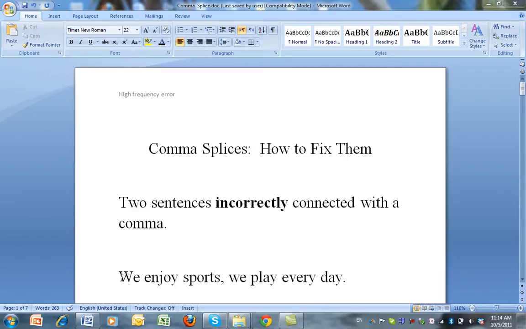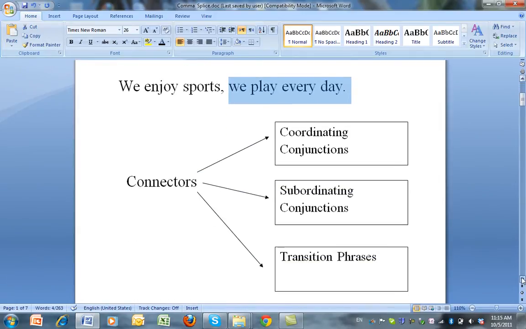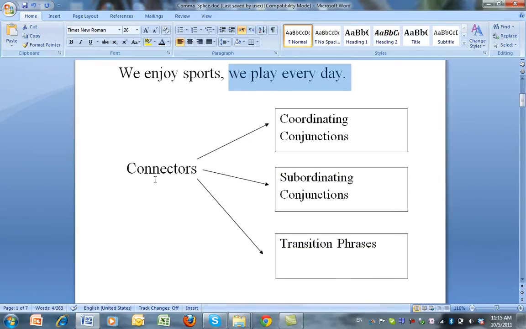This is a sentence: we enjoy sports. We play every day. These are two simple sentences, and they can't be connected with a comma. So what we have to do is think, how are we going to connect them? Well, we connect them with connectors. They are tools specifically designed for connecting our ideas together, and for connecting our thoughts and our sentences.